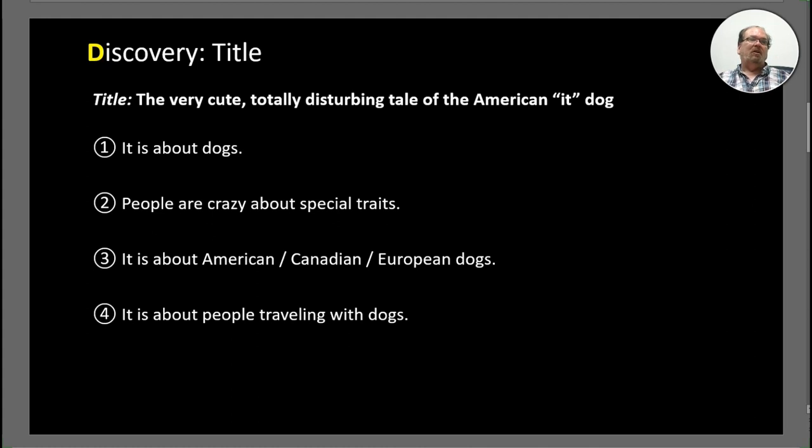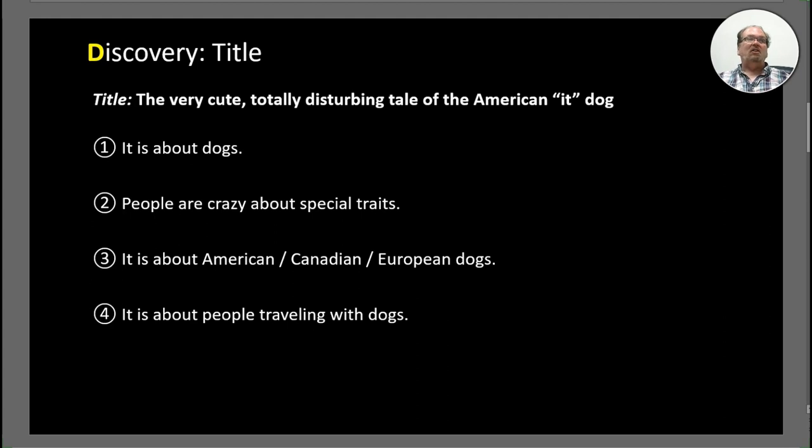It's about American, Canadian, European dogs. A dog is a dog. This is American dog. Now, it doesn't mean that the dog isn't in America, isn't in Europe or Canada or South America or Australia, even Korea. It just means that this is an American idea, and maybe it can be European and Canadian. It's about people traveling with dogs. It doesn't say that there. So maybe it's not about that.